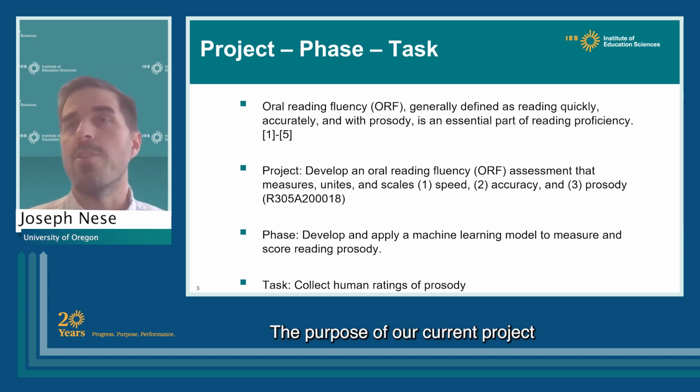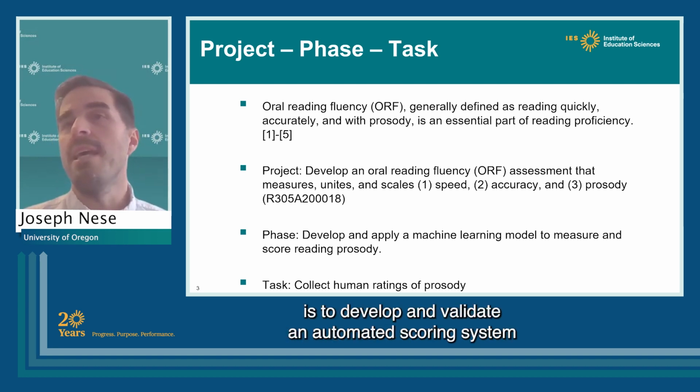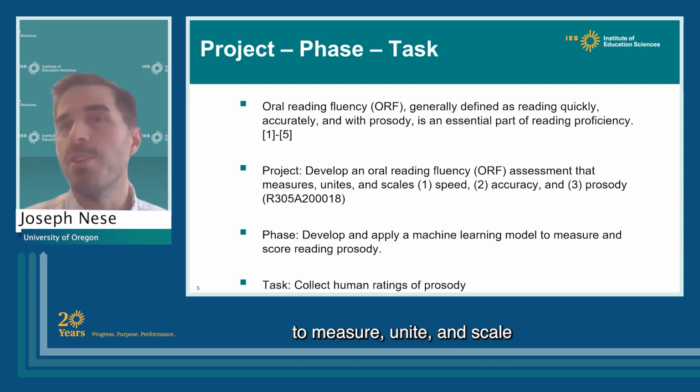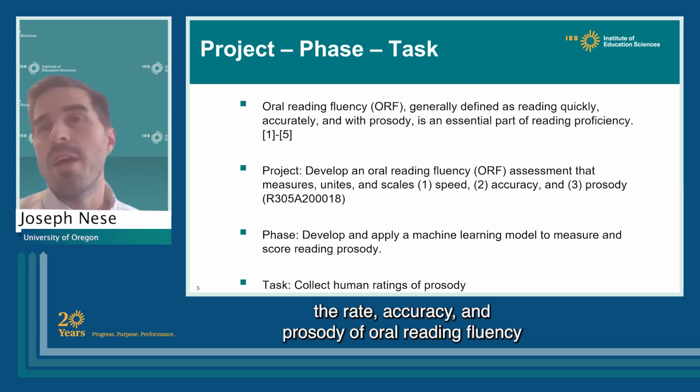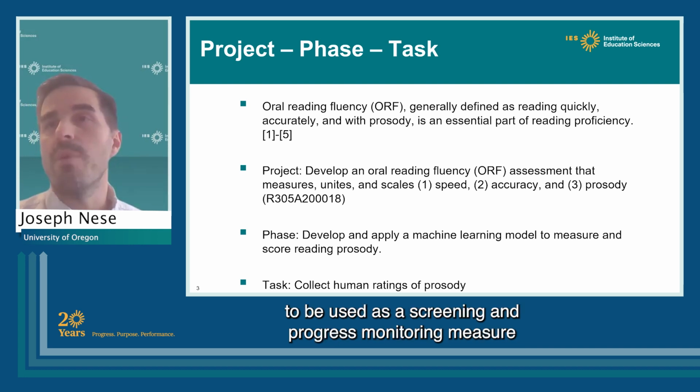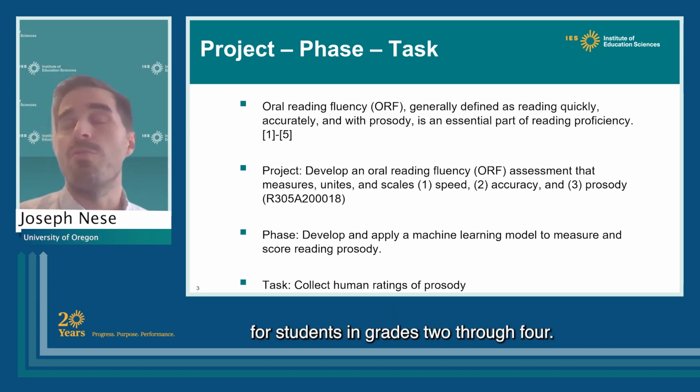The purpose of our current project is to develop and validate an automated scoring system to measure, unite, and scale the rate, accuracy, and prosody of oral reading fluency to be used as a screening and progress monitoring measure for students in grades 2 through 4.